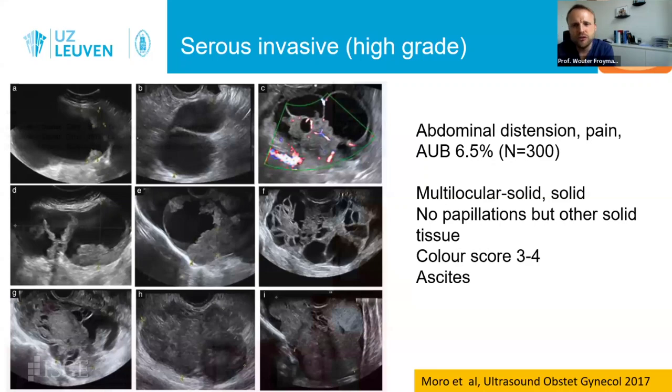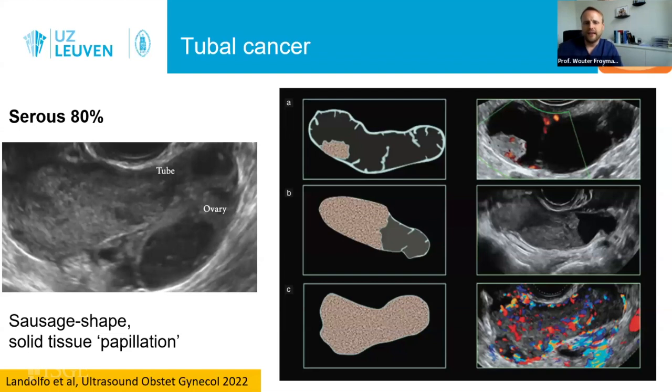On ultrasound, they usually appear as multilocular solid or solid tumors with quite high vascularity, so color score 3 and 4. And very often, patients will present with ascites. But tubal cancer, I mean, it is in the tube and it can cause shedding and bleeding, so it is very much related to abnormal uterine bleeding. More than 80% of the tubal cancers are serous in pathology.